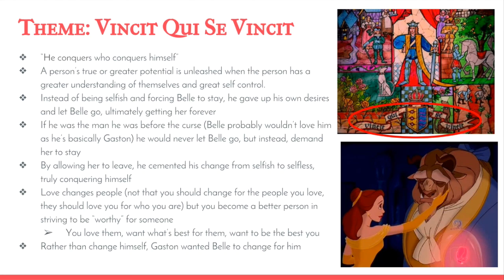So one of the scenes I chose to explore this concept was the one at the bottom right here, and it's when the Beast lets her go and gives up his own freedom and ability to be a man for her happiness. If he was the man he was before the curse, when he was cursed, he would have never let Belle go. He would have locked her up and kept her because he would have viewed her as a possession, not unlike Gaston.